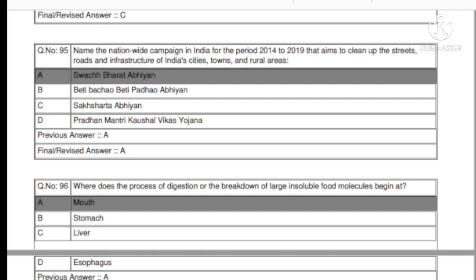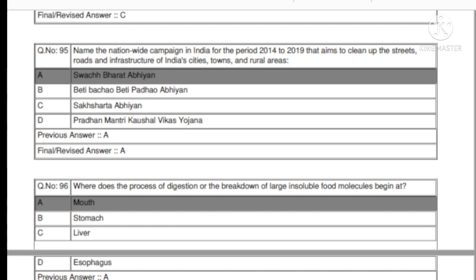Question number 95. Name the nationwide campaign in India for the period 2014 to 2019 that aims to clean up the streets, roads and infrastructure of India's cities, towns and rural areas. A. Swachh Bharat Abhiyan. B. Beti Bachao Beti Padhao Abhiyan. C. Kshatra Abhiyan. D. Pradhan Mantri Kushal Vikas Yojana. So its answer is A.